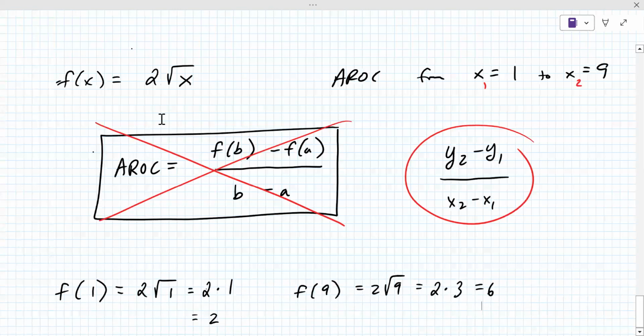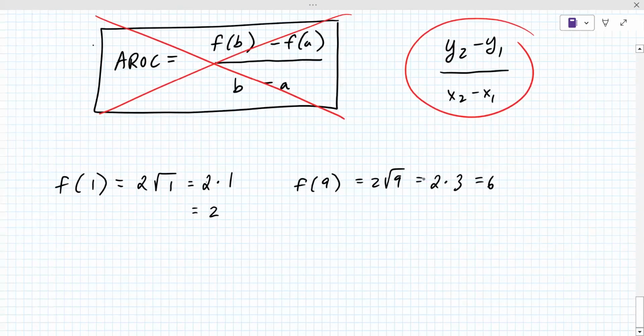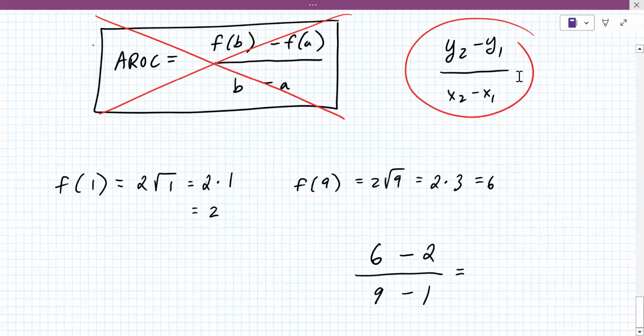Good. Okay, so now you have your values. Your y2 is 6. Your y1 is 2. Your x2 is 9. Your x1 is 1. So we're just putting those values back into that equation there. 6 minus 2 over 8. Okay, and what does that equal? 2. Try again. That's 4 divided by 8. Oh, 0.5? Yes, or 1/2. All right, very good.